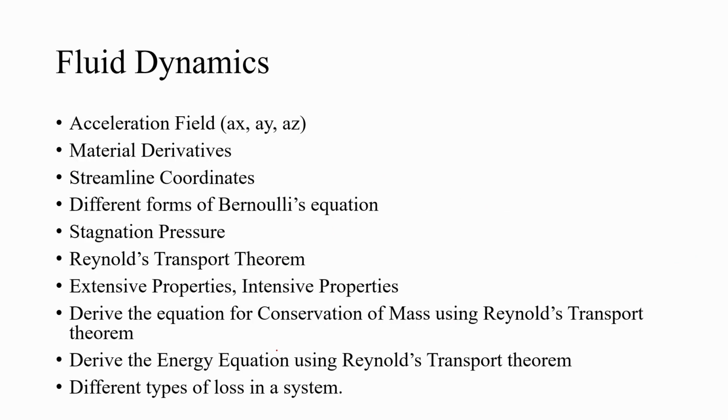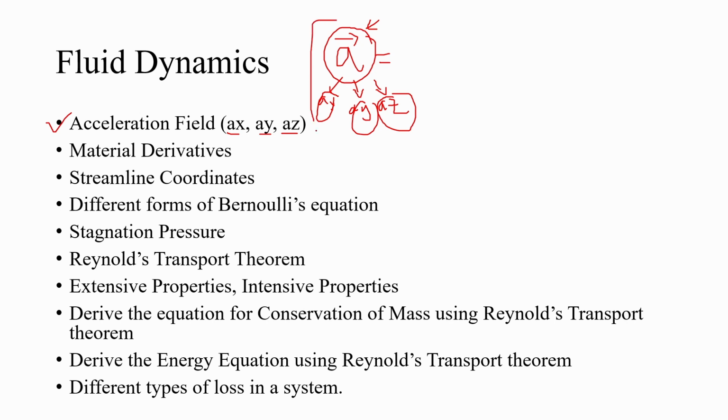Now here comes the hard bit. So here you need to know the acceleration field, what acceleration fields are: ax, ay, az. For example, if we have an acceleration, you need to know the ax, ay, and az components of acceleration. Then you need to know how to take the material derivative of this one, also this one, and that one. This is really important for you guys.